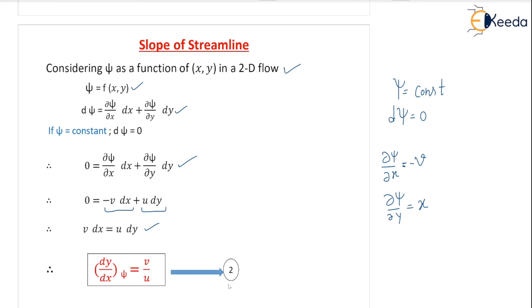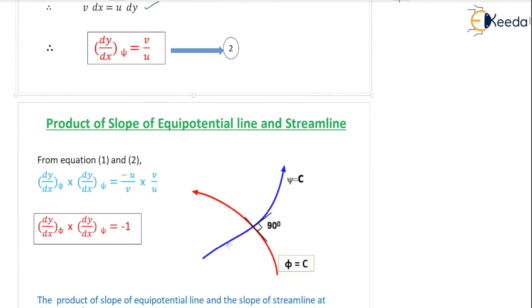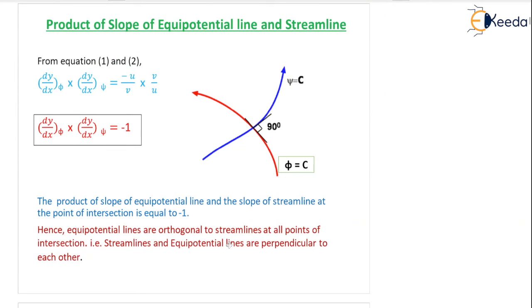This is equation 2. Now if you take the product of equations 1 and 2, the product of the slopes of the equipotential line and streamline, we are going to see in this slide. From equations 1 and 2, if you take the product dy by dx for phi into dy by dx for psi, it equals minus u by v into v by u.